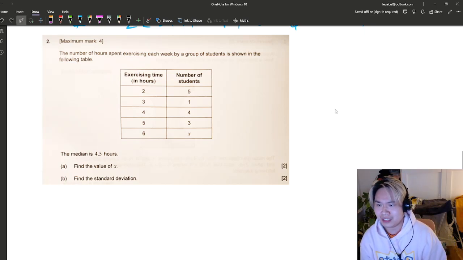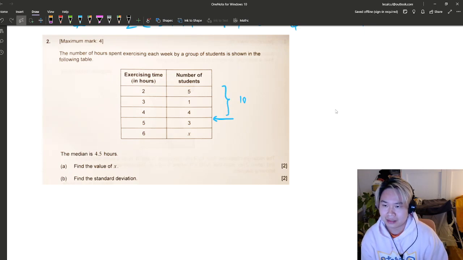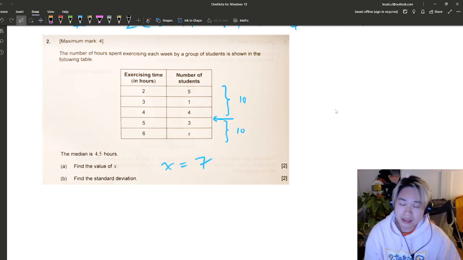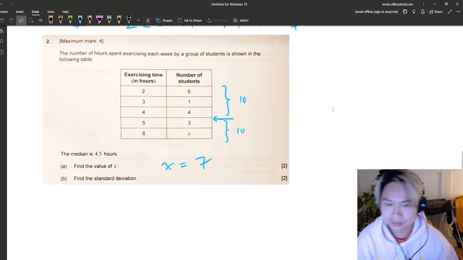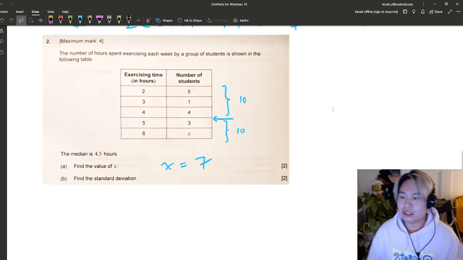Okay, the median is 4.5, which means that it needs to happen right here, in between. So if you notice, there are 10 students here, and then that probably means that you will need 10 students here, so then x is 7. Jesus. Oh well, like I said, doing it blind.